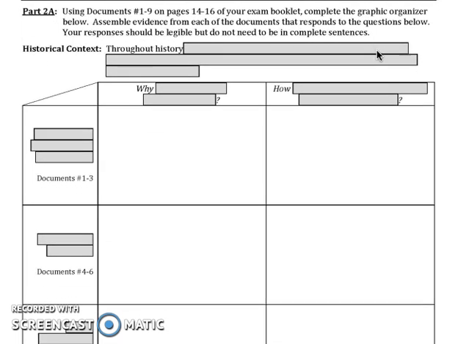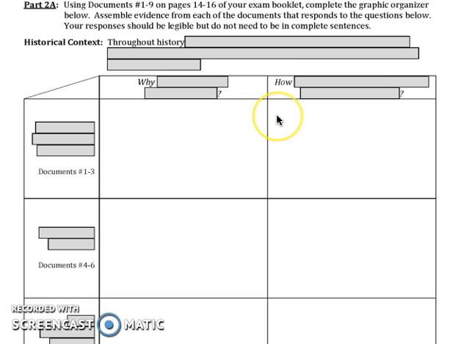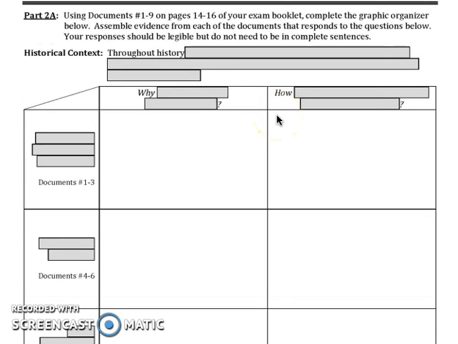Now, we have taken off what the exact prompt will be, but I want you to be familiar with what you'll be looking at going into the exam. So you'll get some historical context. It will say something like, throughout history, blah, blah, blah. Why and how are the questions you need to be answering. All right. So let's pretend your prompt would say something like, throughout history, people have rebelled against their governments. This is not the actual prompt that you will get on the midterm, but it could be something like it.